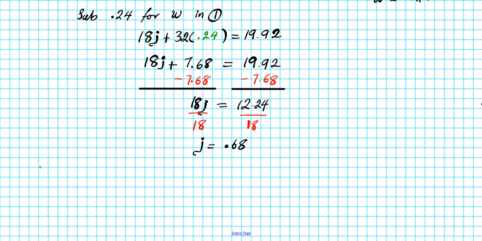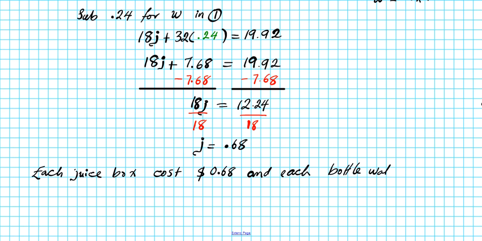Alrighty? So let's go ahead and write down the final answer. Each juice box costs $0.68, and each bottle of water costs $0.24 or 24 cents. Okay, so that's the answer for question 37C.